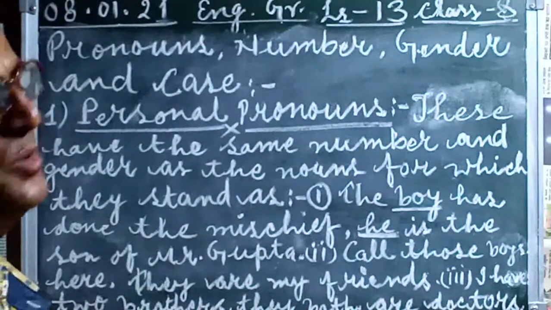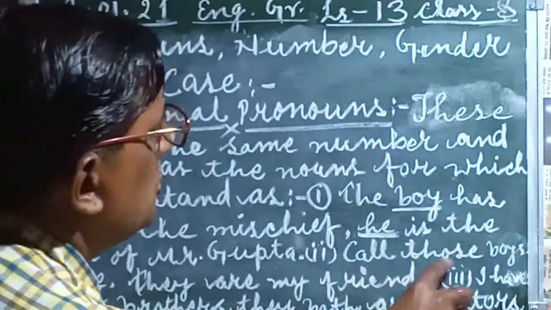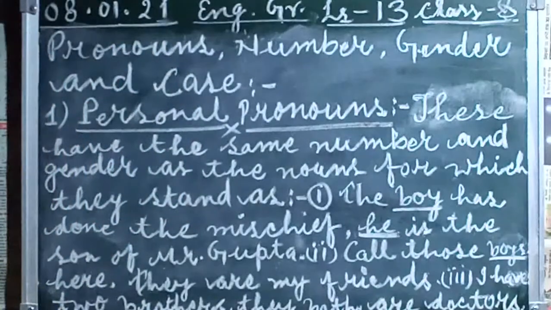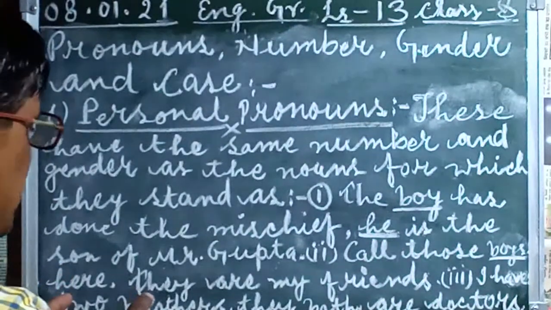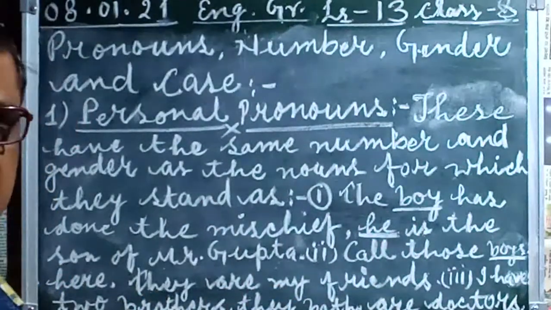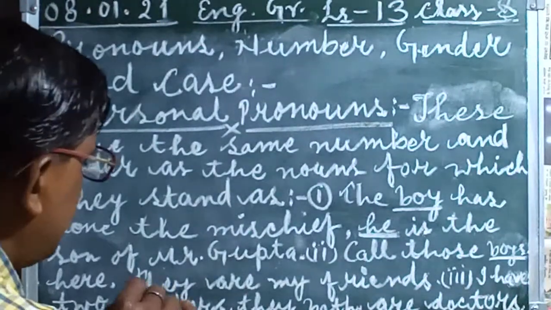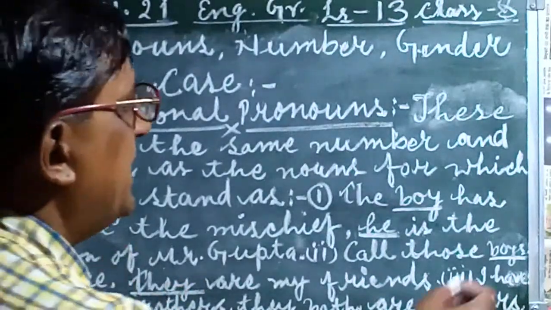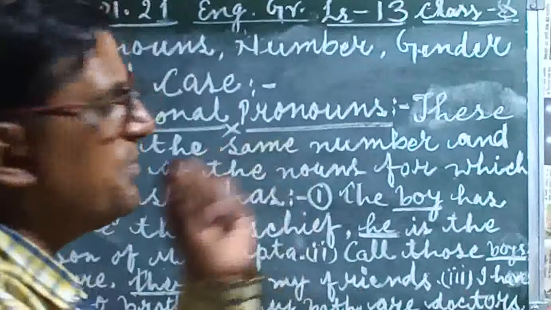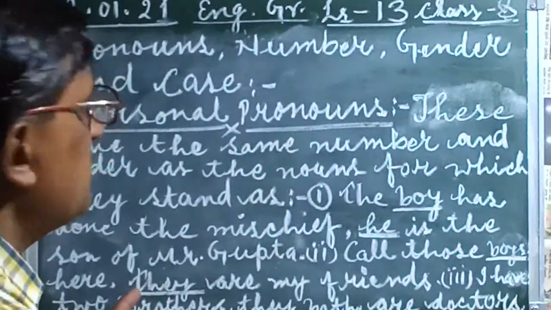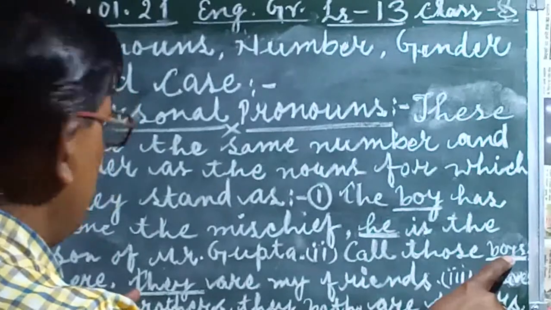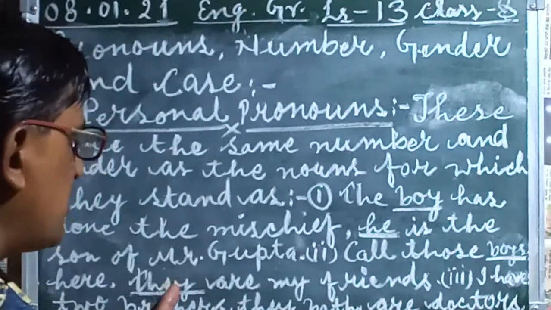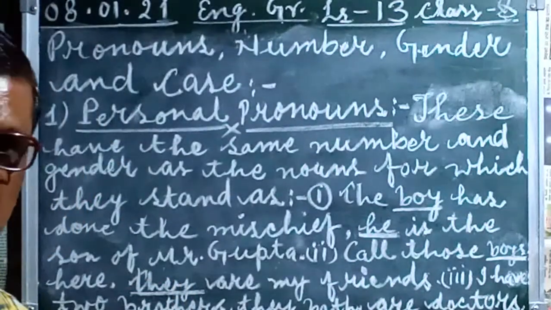In sentence number 2 also you can see: call those boys. Boys is plural number. And here: they are my friends. The word they is used here as a pronoun, and we are looking at boys, plural number. So boys is the noun here, plural number, and they is also used as a pronoun, and it is also plural number.